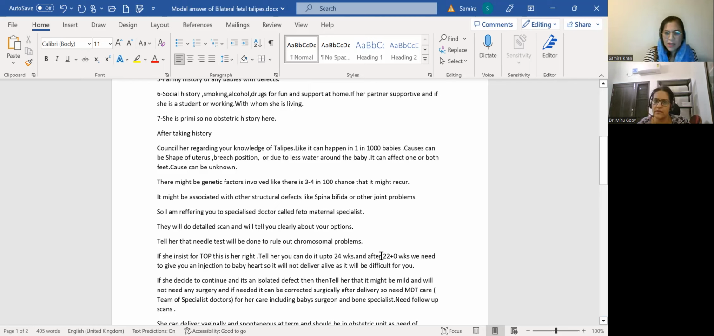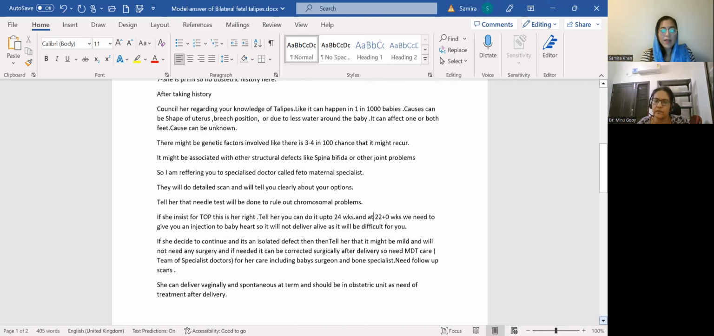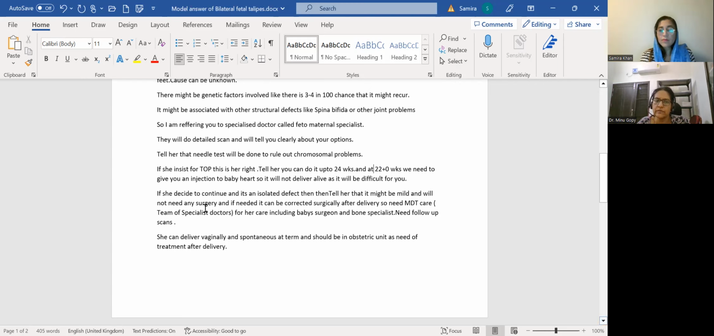We need to give her an injection to the baby's heart, so the baby will not be delivered alive. And if she decides to continue, and if it's an isolated defect, then tell her that it might be a mild problem and she might not need any surgery, and if it is needed, it can be corrected surgically after delivery.